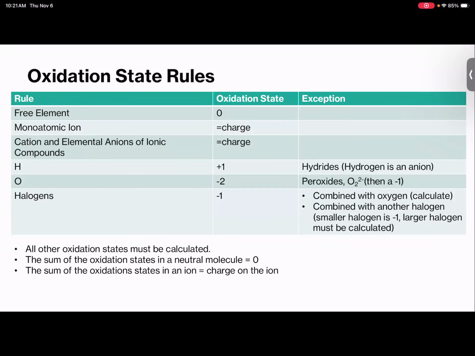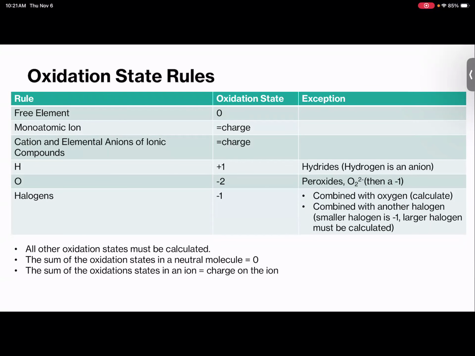The next three deal with hydrogen, oxygen, and halogens. Hydrogen is always +1 with one type of exception. The only exception is if the other element is a metal, meaning you have a hydride, meaning hydrogen is acting as an anion. If hydrogen is acting as an anion, then the hydrogen's a -1. But as long as hydrogen is not acting as an anion, it's a +1.